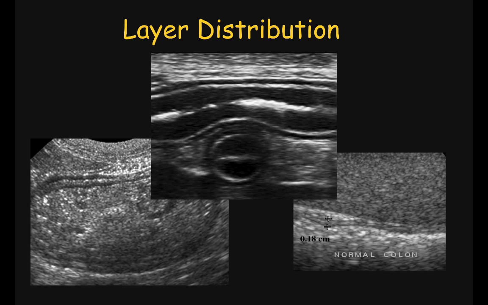As far as layer distribution, as we just saw, the mucosa is often, in the small intestine, by far the thickest layer, but it's not the case for the stomach and the colon, where both the mucosa and the muscular layer appear relatively similar in thickness.